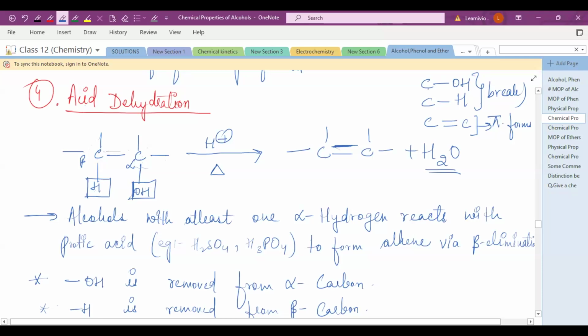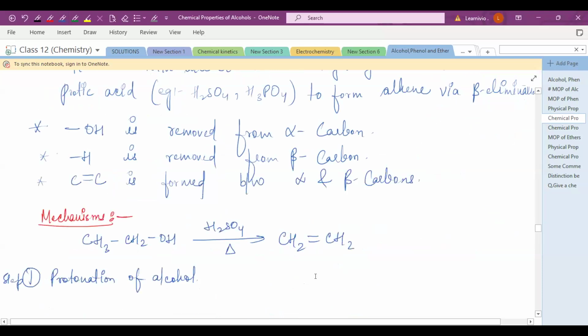Okay, so just remember which bond will break and which bond is formed. This C-OH bond will break, and this C-H bond will break. These two bonds will break, and a new bond will be formed between the carbon and carbon, a pi bond. So a pi bond is formed, so it's an alkene. Now let's see the mechanism, because the mechanism is very important.